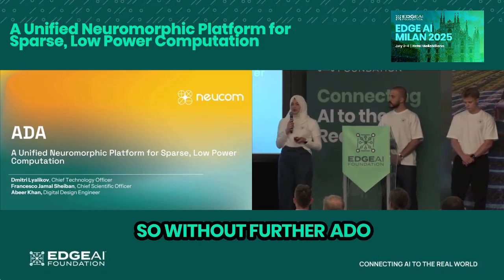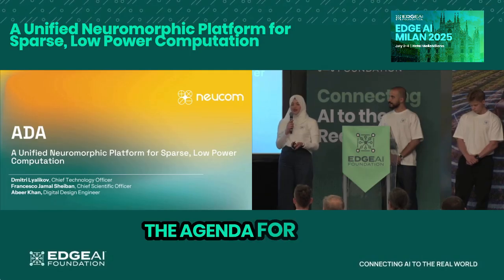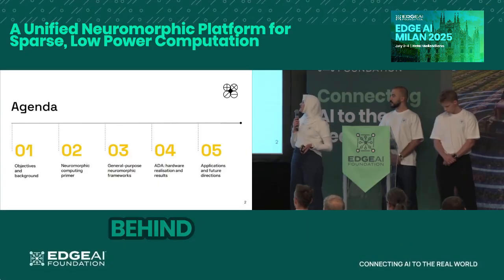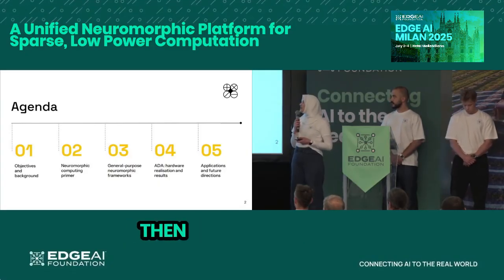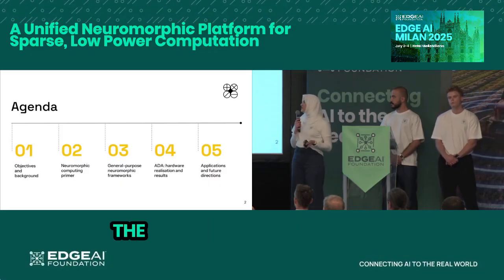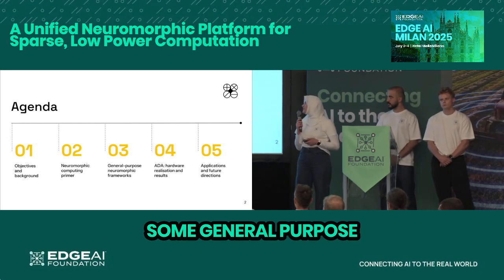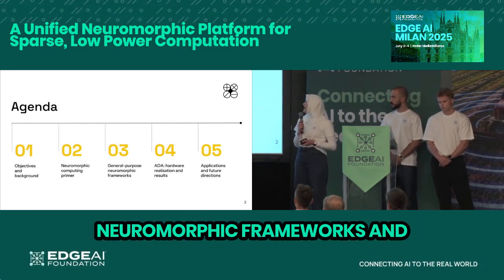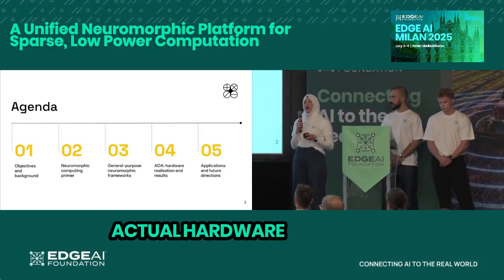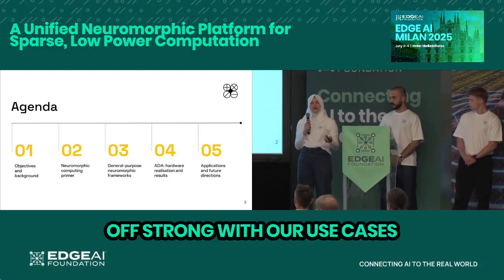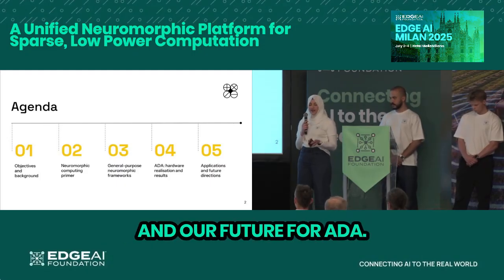So without further ado, let's quickly go through the agenda for today. First, we're going to start off with our motivations behind developing Ada. Then we're going to go, as a refresher, into the neuromorphic concepts. Then we move on to look into some general-purpose neuromorphic frameworks. And then we deep dive into the actual hardware of our Ada chip. And then we finish off strong with our use cases and our future for Ada.